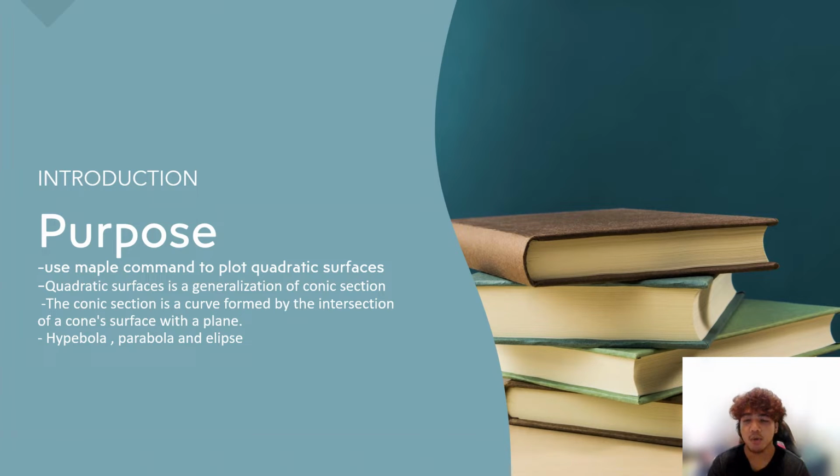Today I'm going to present about my lab assessment. So first of all is the introduction. The purpose for this assignment is to use the Maple command to plot the quadratic surfaces. Quadratic surfaces are a generalization of conic sections. A conic section is a curve formed by the intersection of a cone surface with a plane. There are three types of conic section. The first one is hyperbola, the second is parabola, and the third one is ellipse.